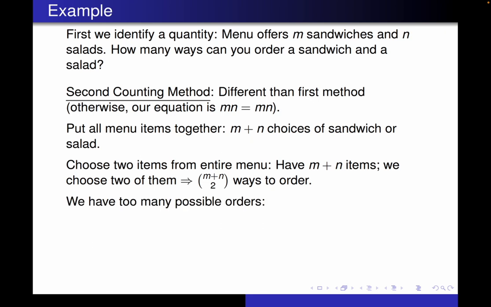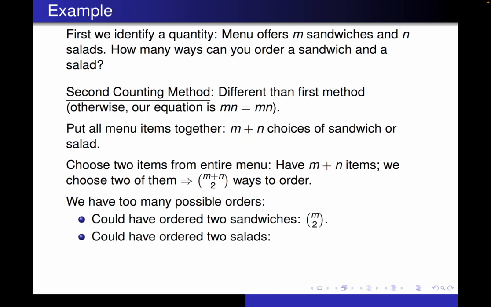Here's the deal. We have too many possible orders, right? Some of those M plus N choose two orders are going to be two sandwiches, and we don't want two sandwiches. We want one sandwich, one salad. There are M choose two ways of doing that. The other way we could have screwed it up is to order two salads, and there are N choose two ways that we could have done that.